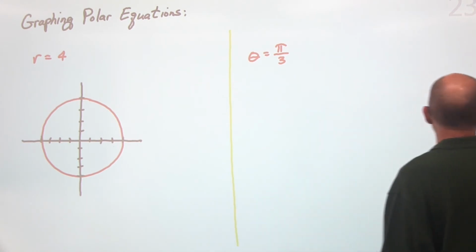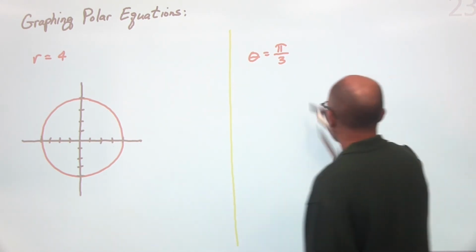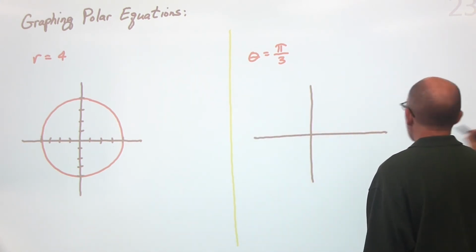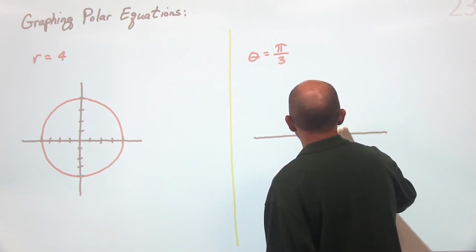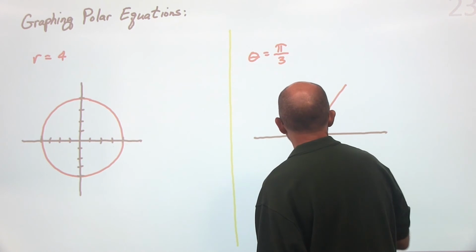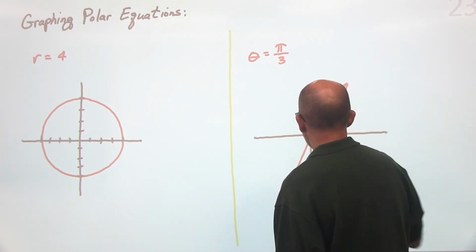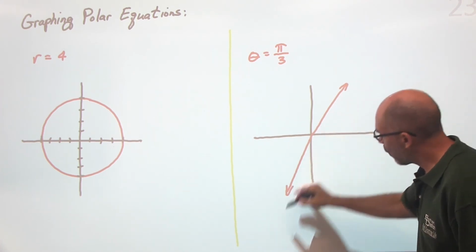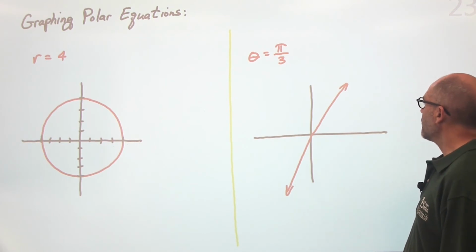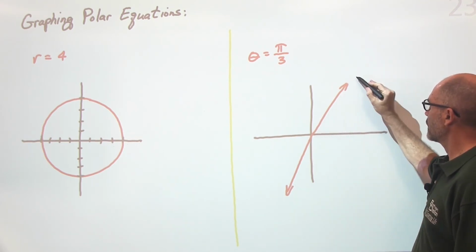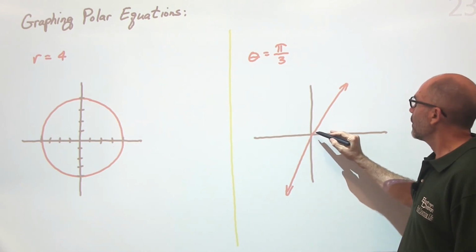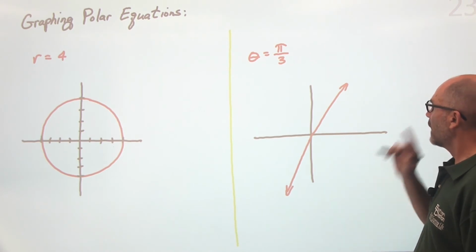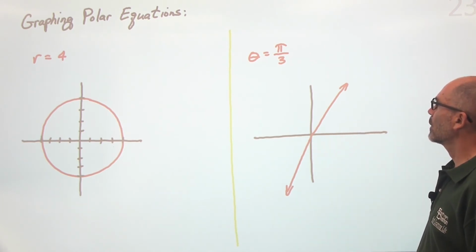Now, what about theta equals pi over 3? What's a similar idea? The angle has to be pi over 3. Pi over 3 is 60 degrees. So that's it. It's just a line that goes toward pi over 3 and away from pi over 3. Now, a lot of people make the mistake of only drawing it up to the right and then stopping at the origin. But remember, you have negative values with the pi over 3 angle as well. So there are the graphs of your polar equations.